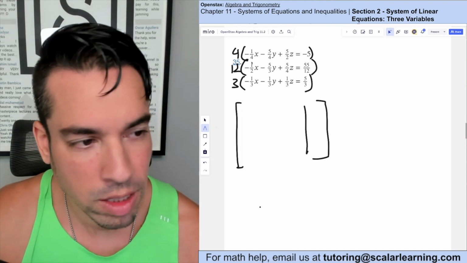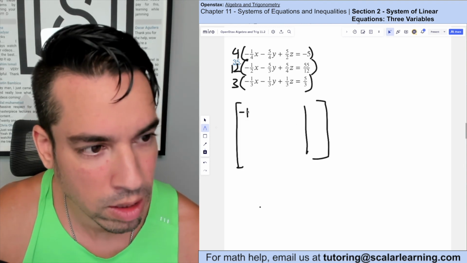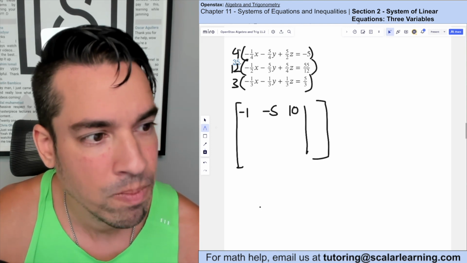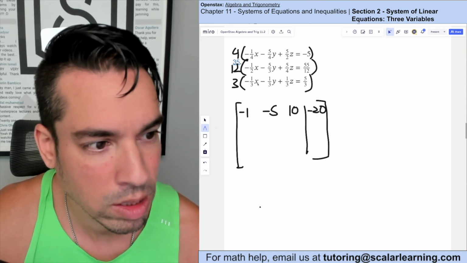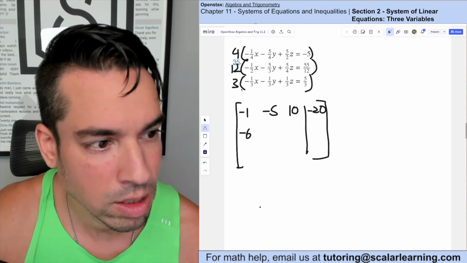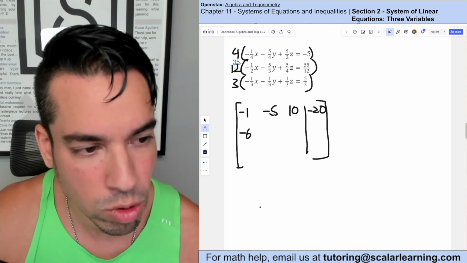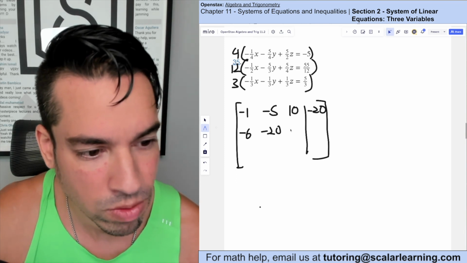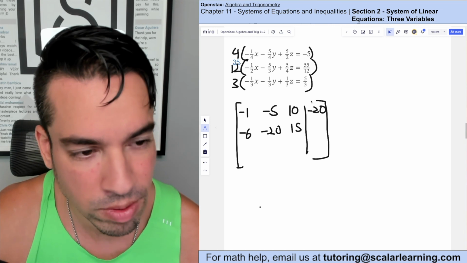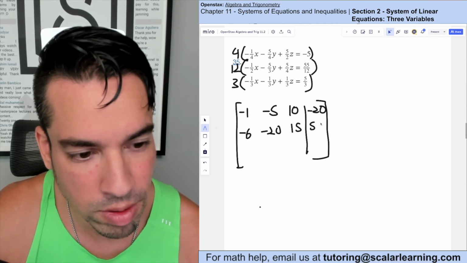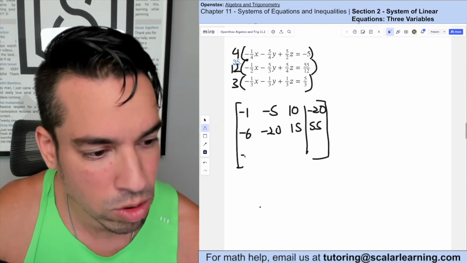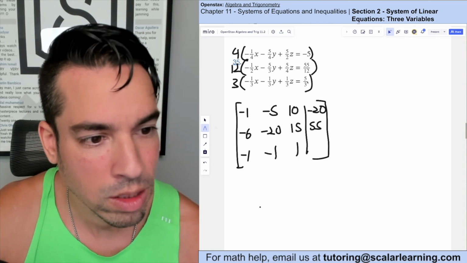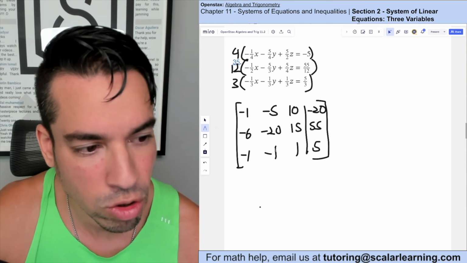Okay, so now as we put it into matrix format, 4 times negative 1/4, negative 1, times negative 5/4, negative 5, times 5 halves, that is 10, times negative 5 is negative 20. Here we have negative 6. 12 times 5 thirds, 12 divided by 3 is 4, times 5 is 20. Times 5/4, divided by 4 is 3, times 5 is 15, and then times 55/12 cancels out the denominator, 55. Last row, 3 times negative 1/3, negative 1. Same thing here, negative 1. Here is positive 1. 3 times 5/3 is 5. All right, there's our starting matrix.